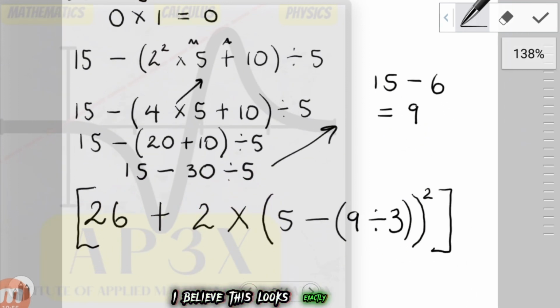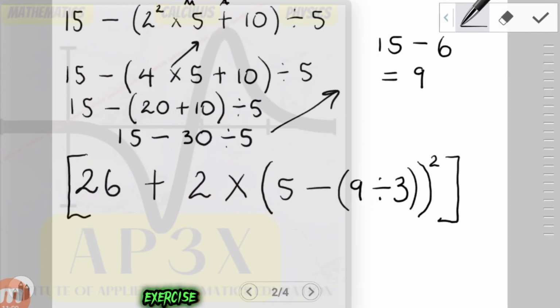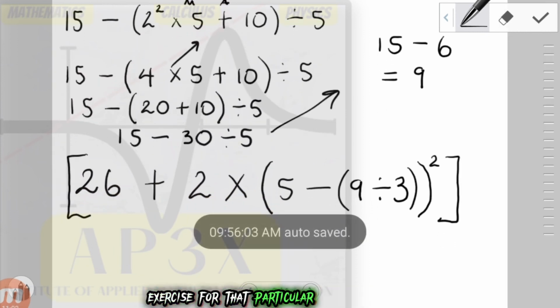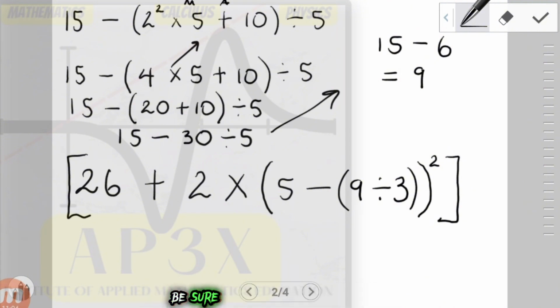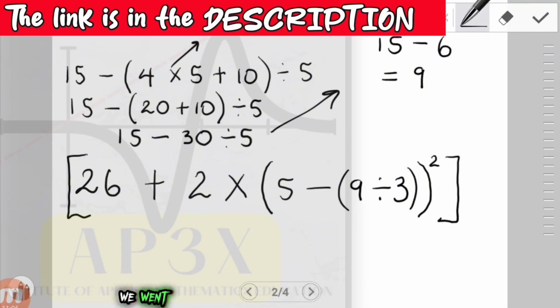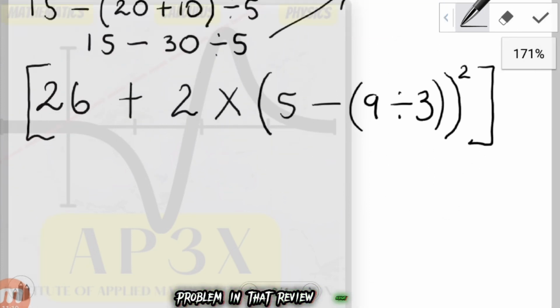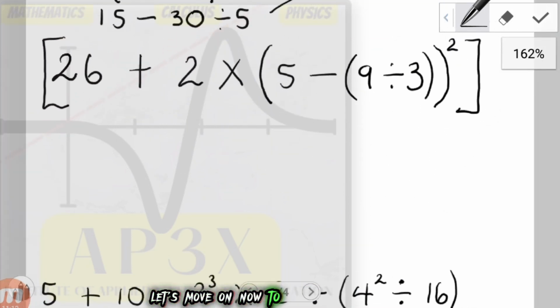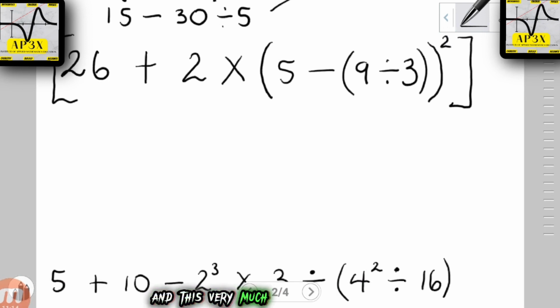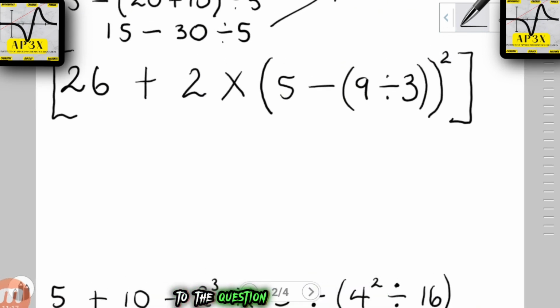I believe this looks exactly like the example that we did in my exercise for that particular exam paper. Be sure to check that video out. We went through a variety of different types of math problem in that review. All right, let's move on now to another question, and this very much looks also similar to the question that was given to my students on that exam. So a little recap won't hurt us.